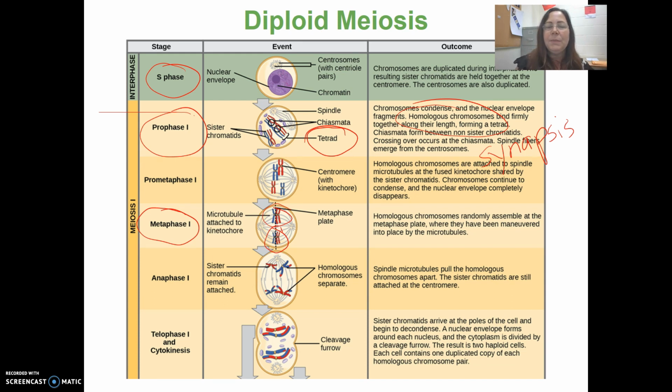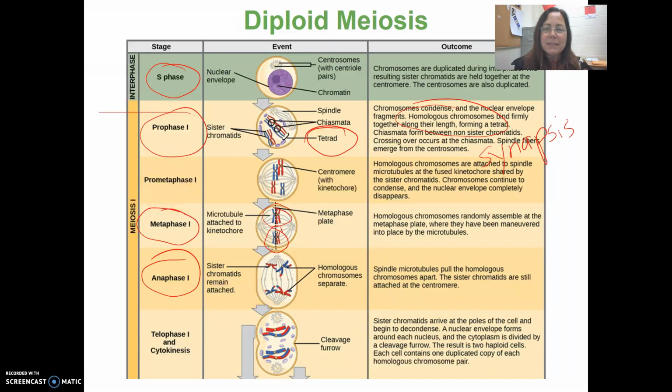If this were in a human cell, in mitosis, when you have metaphase of mitosis, you would have 46 chromosomes lined up in a row. When you have metaphase 1 of meiosis 1, you have 23 pairs lined up in a row. Then in anaphase 1, there's another difference.